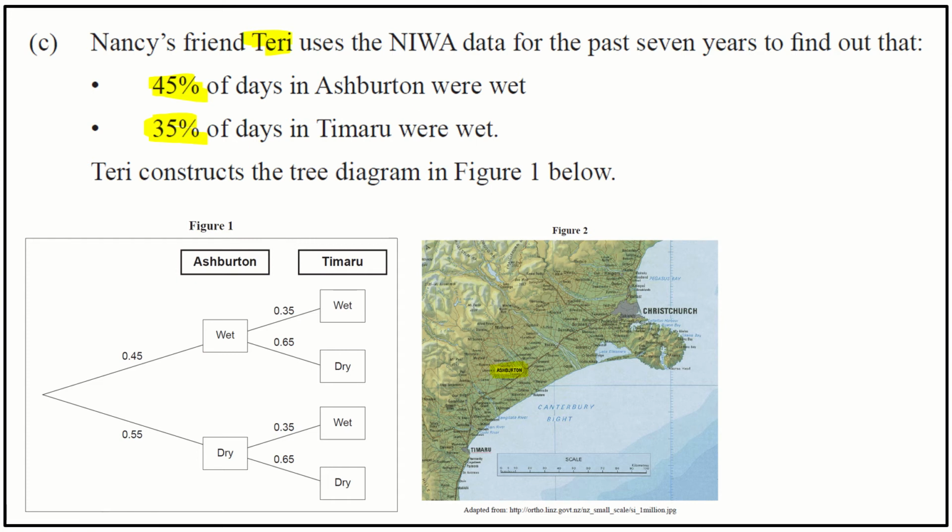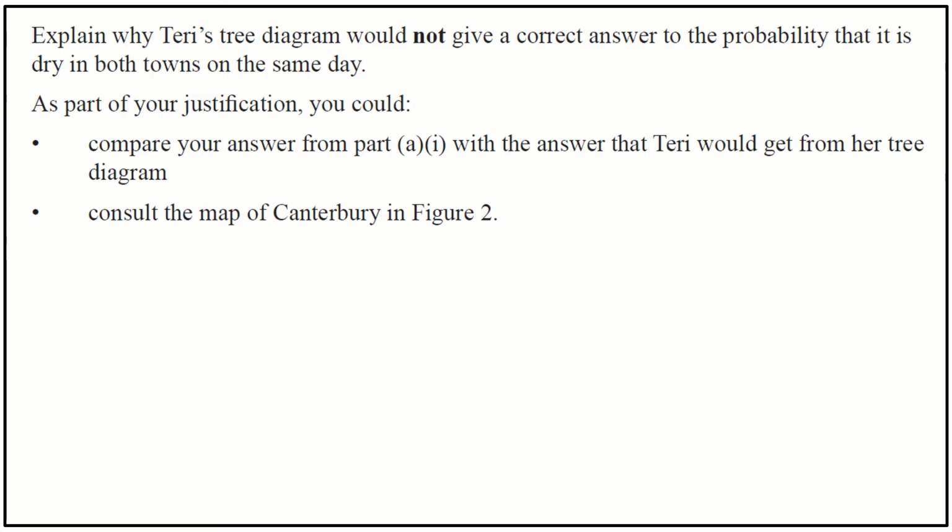Let me just change my highlighter colour so that we can actually see this a bit more clearly. So Ashburton is here and Timaru is down there. We can actually see from the map that they're reasonably close together. And then I think we'll talk about days that are wet or dry. I know that the weather nearby will be quite similar, and so I need to think about that as my context behind it. So let's have a look at what the question's asked us to do.